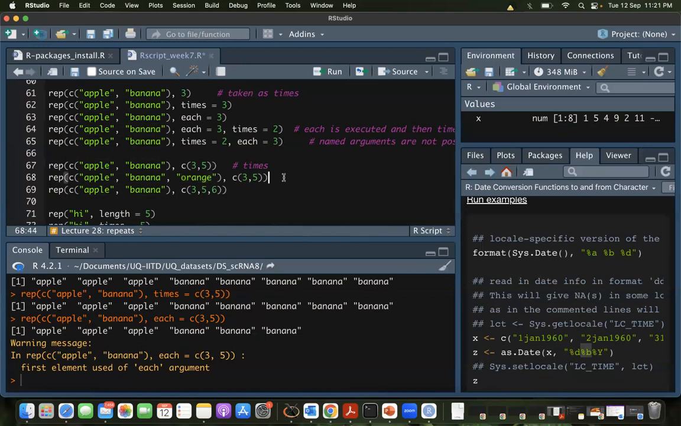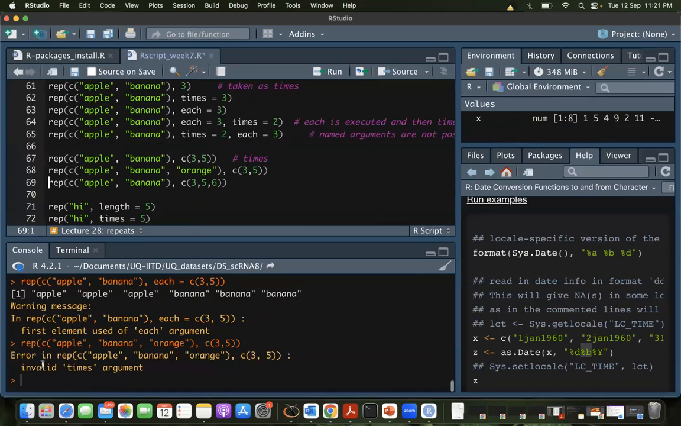Just a wild guess. Any idea? Just make a guess. No? Okay, I'll just run this then. It's giving an invalid argument. So that's what we would have thought, what we have seen initially, that the shorter length is used and sort of repeated. But in case of rep here, it does not accept that.